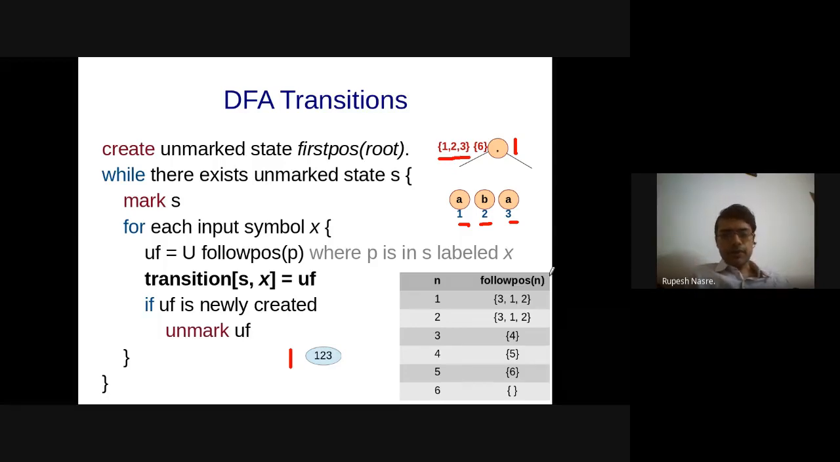Yeah, so in fact I have copied it here. So followpos of 1, followpos of 1, sorry. Followpos of 1 was 1, 2, 3, followpos of 3 was 4, and therefore the union of these two on transition on symbol A is going to give me 1, 2, 3, 4 as a new state. It is not the same as 1, 2, 3. So I need to create a new state on symbol A.